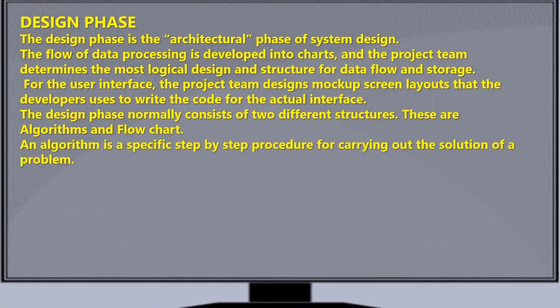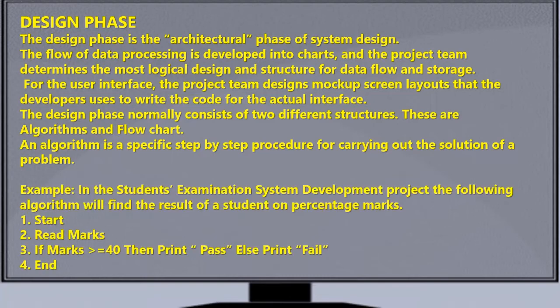An algorithm is a specific step-by-step procedure for carrying out the solution of a problem. For example, in the student's examination system development project, the following algorithm will find the result of a student on percentage marks. First step is start, second step is read marks. In the third step we use a conditional statement: if marks are greater than or equal to 40, then print pass, otherwise print fail. So if percentage is less than 40, then the student will fail. And the last step is end.